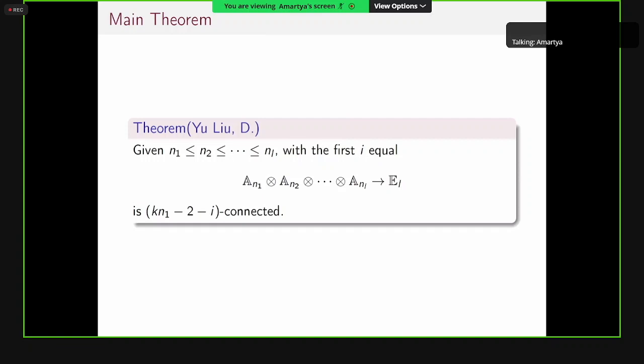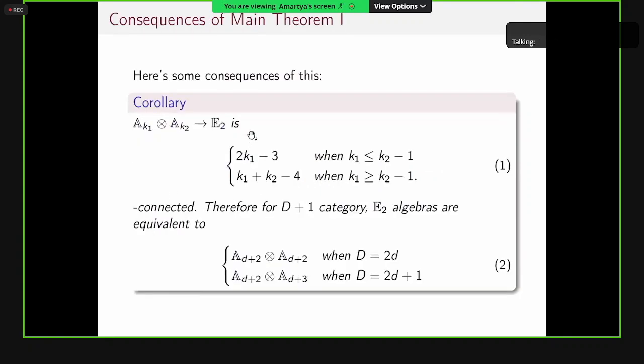In the E2 case, for example, you get a staircase, and in the E3 case you get a higher dimensional analog. So you can generalize it. So this is the main theorem. And these are the important consequences that we have. I'll let you look at it for a second.